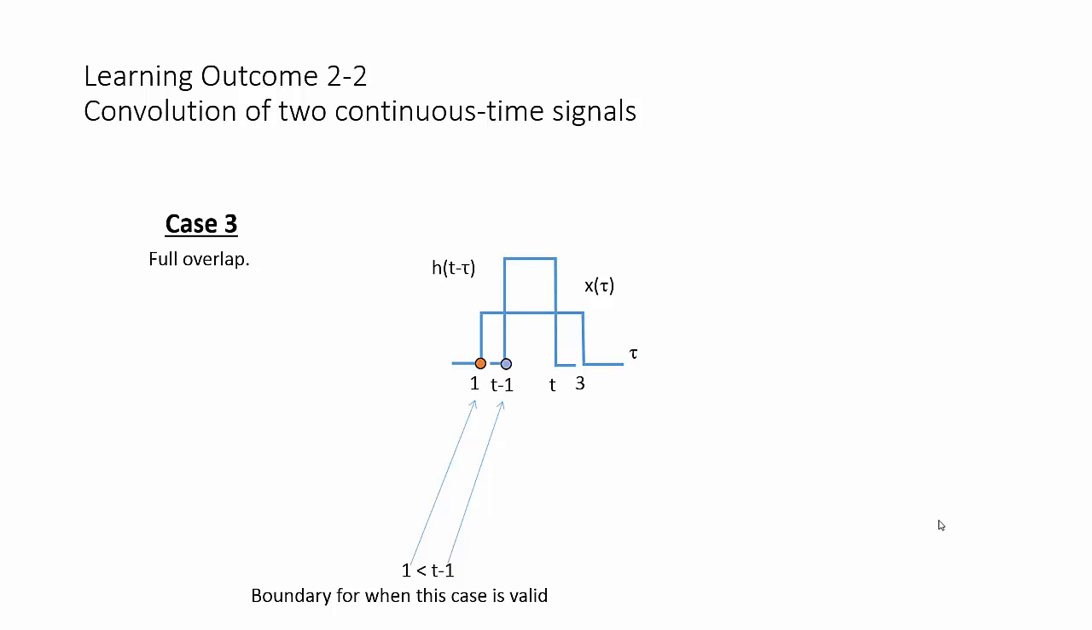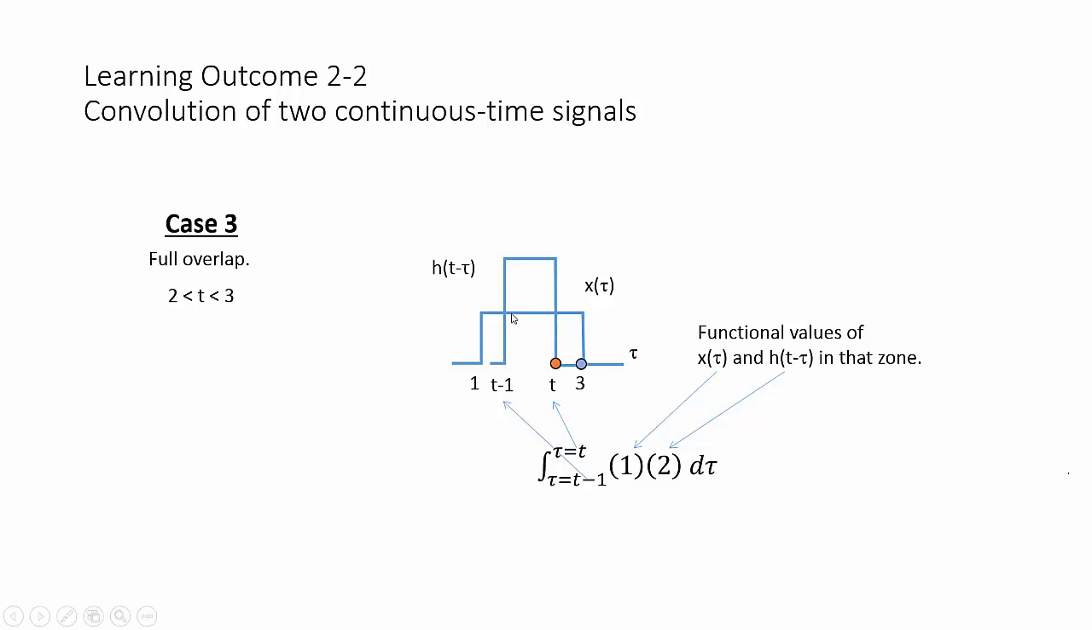Keep moving our pulse to the right to greater values of t. Now, this trailing edge, t minus 1, is to the right of this leading edge of the shorter pulse. So t minus 1 is greater than 1, or t is greater than 2. But we want to consider this case only before t reaches 3, so when t is less than 3. Combining these two together says that this case is valid when t is between 2 and 3.